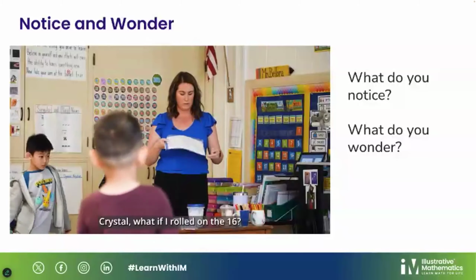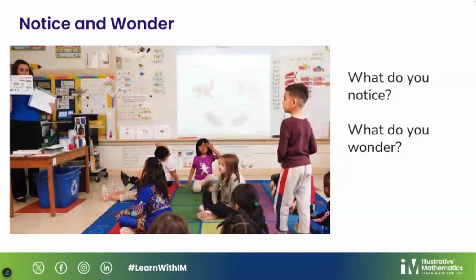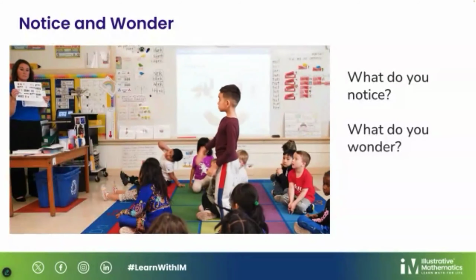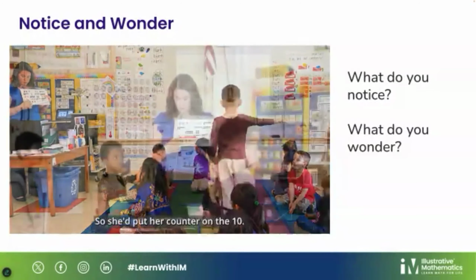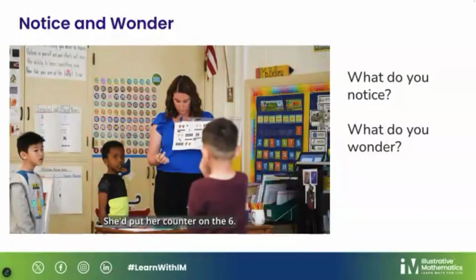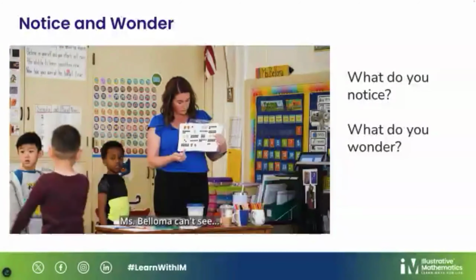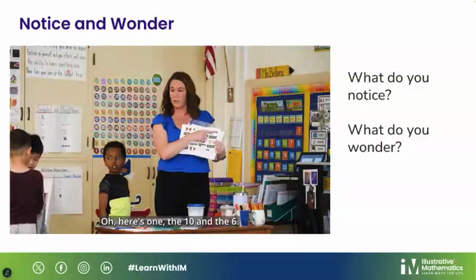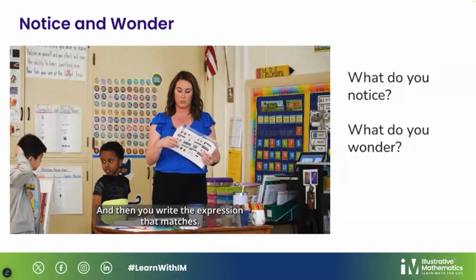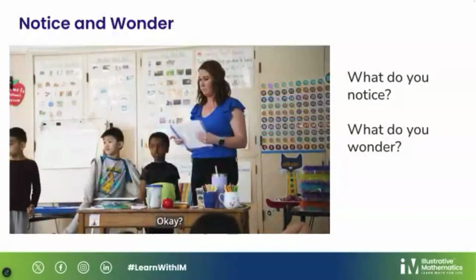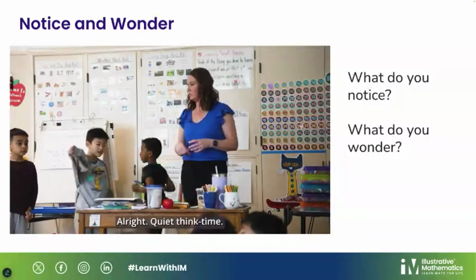Crystal, what if I rolled on the 16? Which ones would you pick? A 10 and a 6. So she'd put her counter on the 10. She'd put her counter on the 6. Oh, here's one. The 10 and the 6. And then you write the expression that matches. Okay? Table 5. All right, quiet think time.